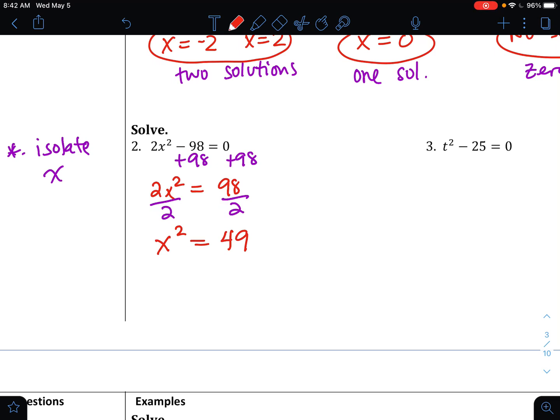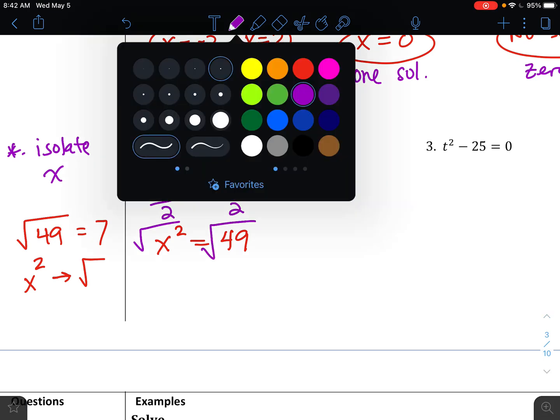Now, the function we use, the opposite, if we took 49 and we took the square root of it, we would get 7. So the opposite of raising to the second power is taking the square root of a number. On your calculator, the square root key is usually right above the x squared key, and you have to hit the second function. So what I'm going to do here, I need to get x all by itself. In order to do that, I have to take the square root of both sides.